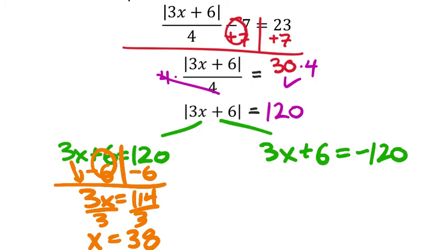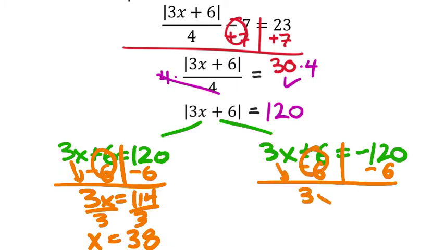And then on the equation on the right, same process. Subtract 6 from both sides. Just we do get different answers here. Drop your 3x, which equals now negative 126. Divide both sides by 3. And x ends up being equal to negative 42.